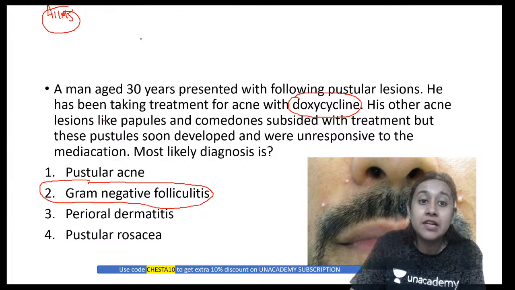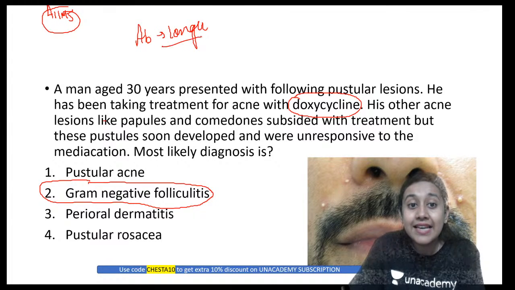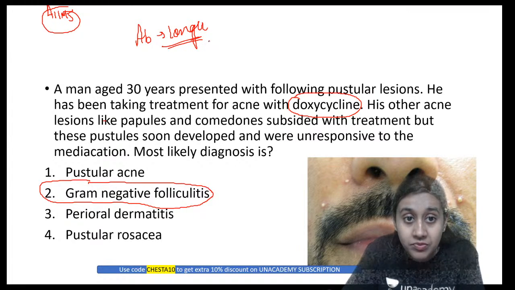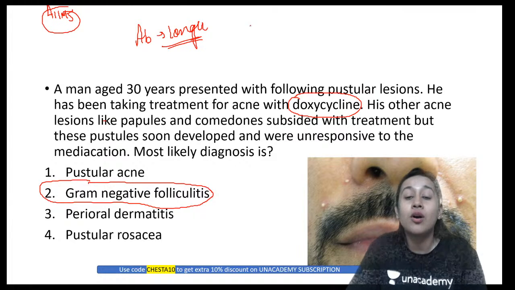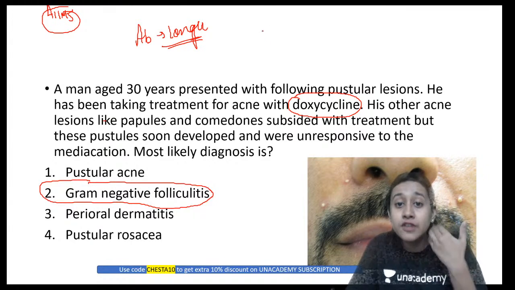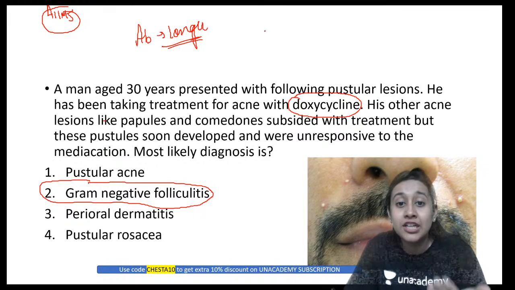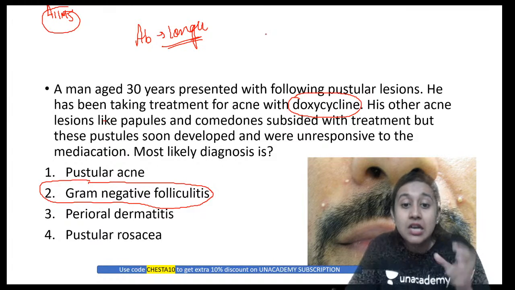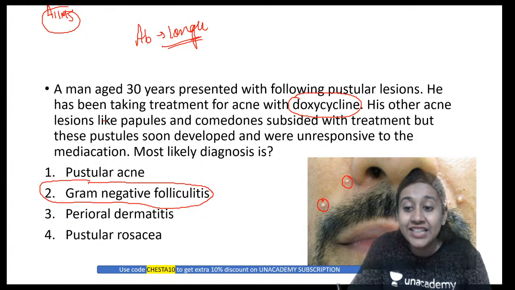Now what happens when a patient takes antibiotics for a longer duration? There is inhibition or loss of the normal commensals of the body. When you have loss of the normal commensals, the pathogenic organism grows over the skin. Here, because of the long-standing doxycycline, the patient has started developing a pathogenic organism, that is Klebsiella, which is a gram-negative organism. Because of this gram-negative organism, he started developing these pustular lesions.